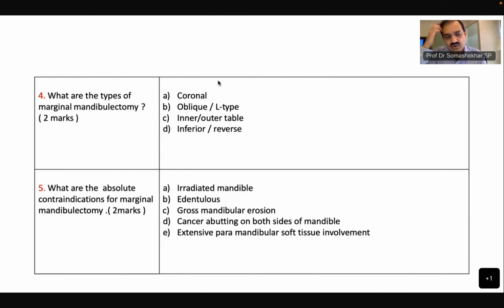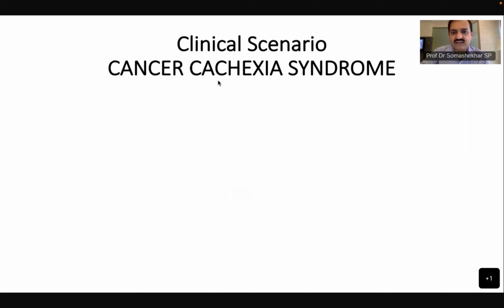So these are the only absolute contraindications: previous radiation, edentulous mandible, gross mandibular erosion, cancer abutting on both surfaces or sides of the mandible, extensive paramandibular disease even in absence of erosion. I hope this part is clear. Now I'll go to the next clinical scenario.